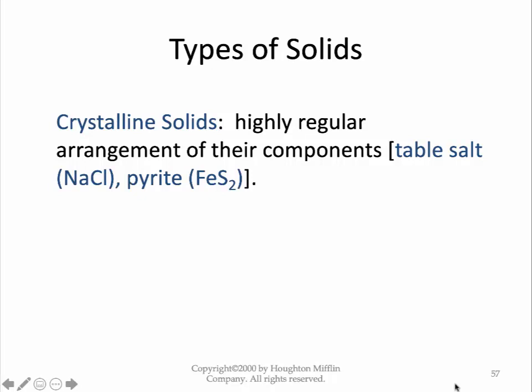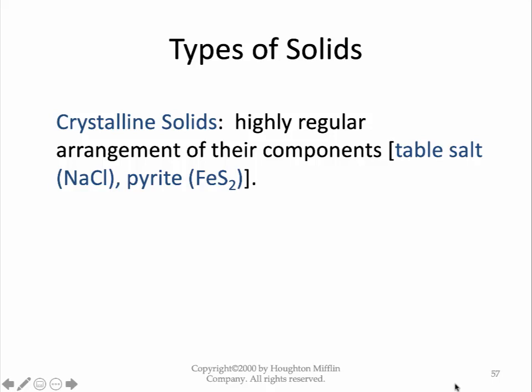So the first thing you should know is that not all solids are crystalline. A crystalline solid has a very regular arrangement. Remember we talked about lattice. Lattice is a regular arrangement. It doesn't have to be square, but it is regular and repeating. Table salt's like that. A lot of other crystals are like that.